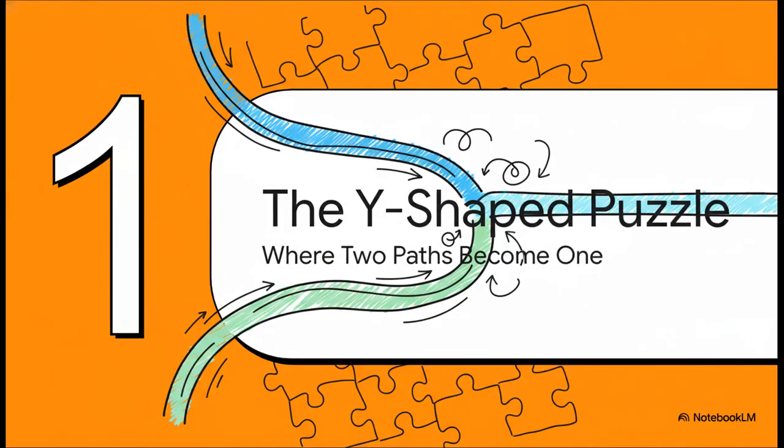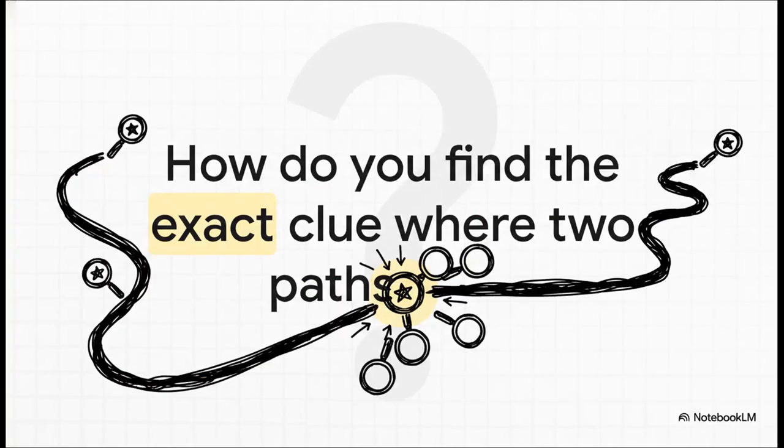Okay, first up, the Y-shaped puzzle. This is all about finding that precise moment where two completely different journeys become one and the same. To really wrap your head around this, just picture it like this. You've got two teams, and they're on totally separate scavenger hunts. They start in different places, they follow their own unique clues, but at some point, their paths cross and merge. From that point forward, they are following the exact same trail of clues to the finish line. So the big question is, how in the world do you find that very first clue they both share?